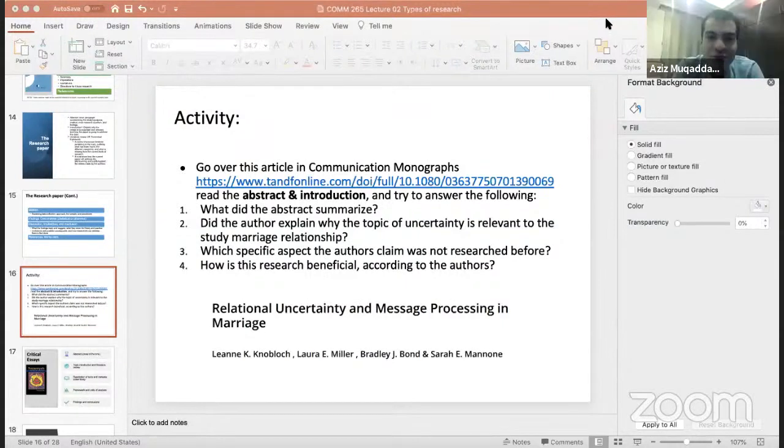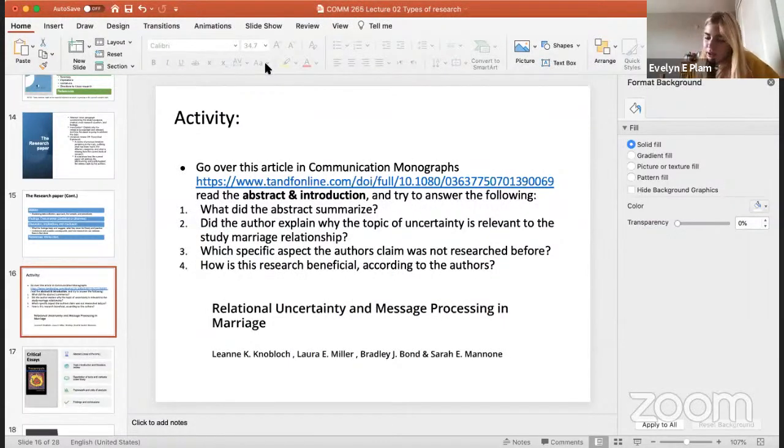Okay, so for those of you who were able to read it, can anyone? Okay, at least for people who read. Now for people who read the abstract, could you answer the first question at least? What did the abstract summarize?